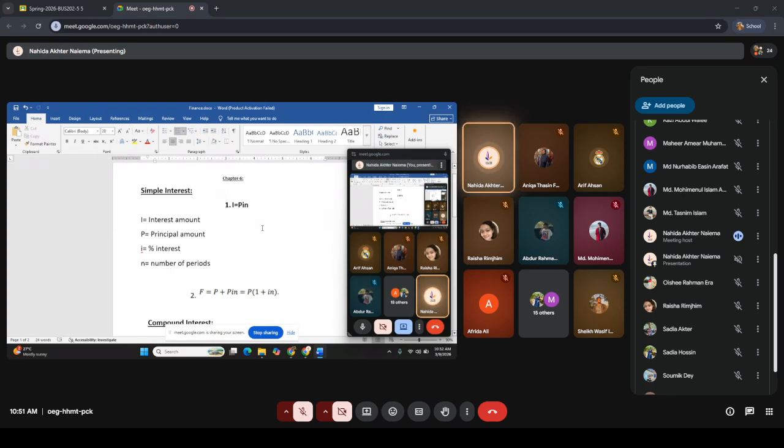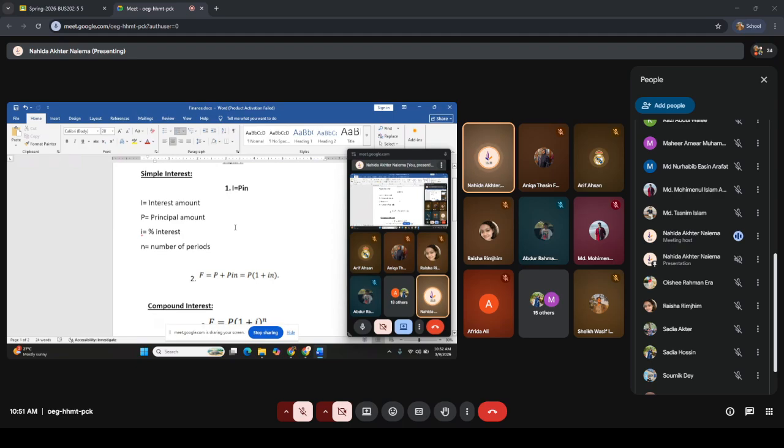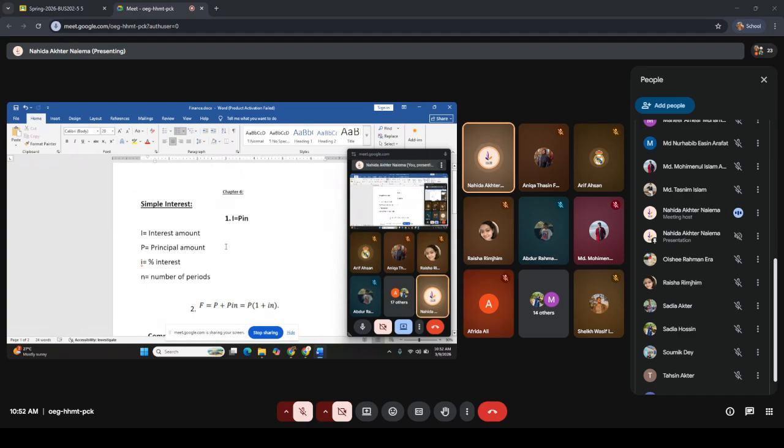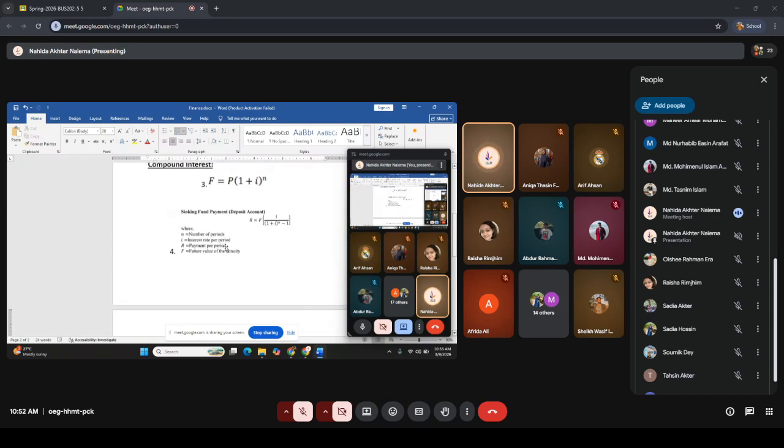So let's start. We will be starting Mathematics of Finance today, which is chapter 6. Since all of you are business students, I think these formulas are familiar to you, since you probably have done all this in finance. Even if you haven't done your finance course yet, that's fine because we are starting from the very basic, and it should not be a problem. Okay, so let's start. We will go through the formulas at first: simple interest, compound interest, then amortization and deposit account.